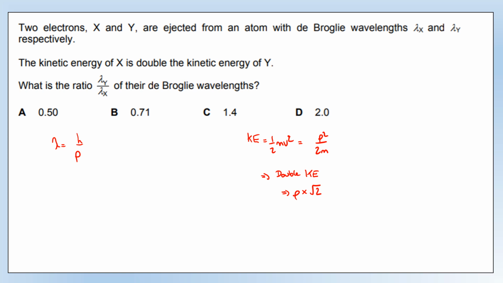So if you have double the kinetic energy, that means we've multiplied the momentum by root 2. And if you have double the momentum, you have half the wavelength, so if you have momentum times by root 2, you're going to have wavelength divided by root 2. So let's work out which way round it is. Kinetic energy of x is double that of y, so the wavelength of x is going to be shorter than that of y. So basically, we're looking for what is root 2. So that is C.